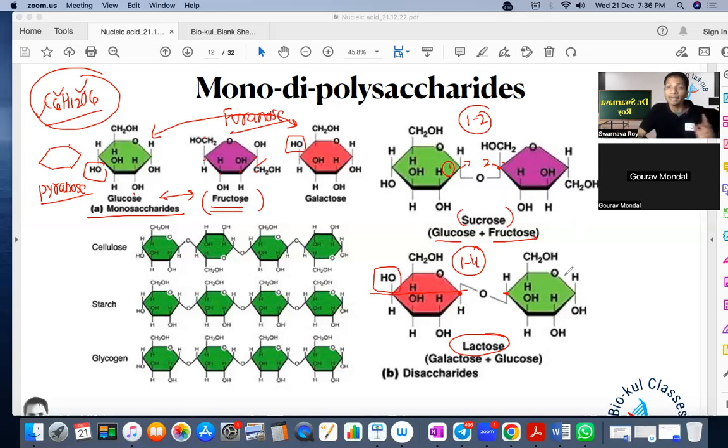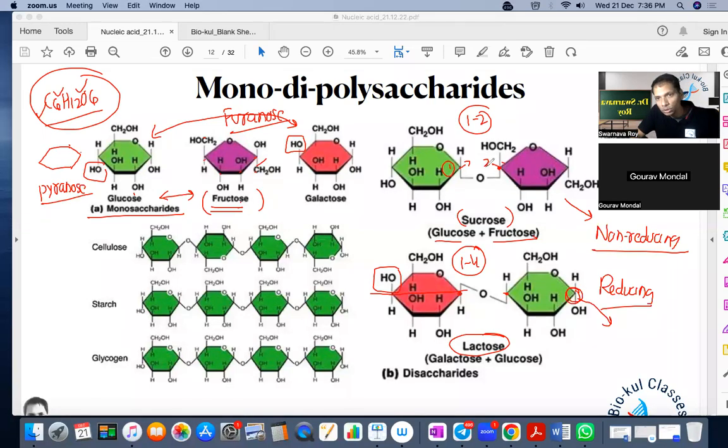Clear? And last class I also explained what a reducing sugar is, if you have followed my last lecture. And we also talked about what a non-reducing sugar is. I explained why lactose, which is a disaccharide made up of galactose and glucose, is a reducing sugar: because it has one free anomeric carbon. I'm not going to explain that in this lecture.